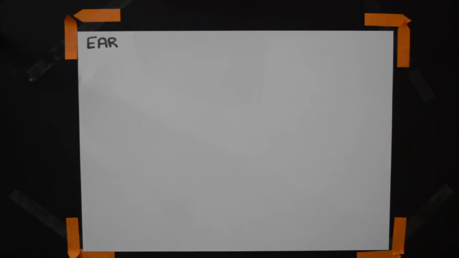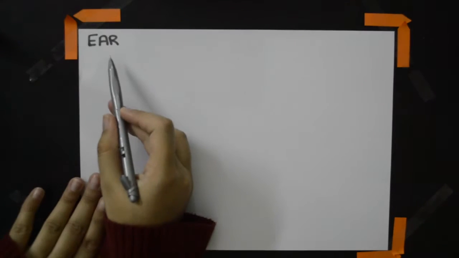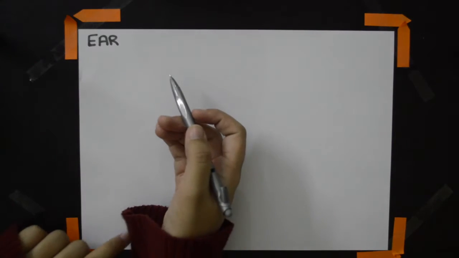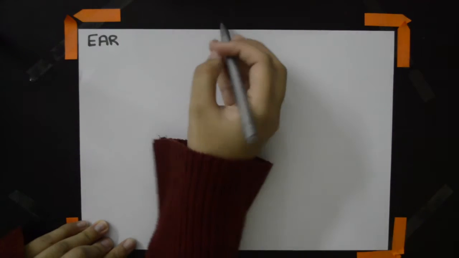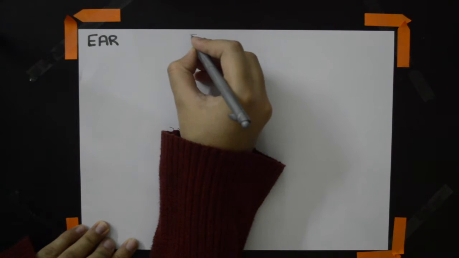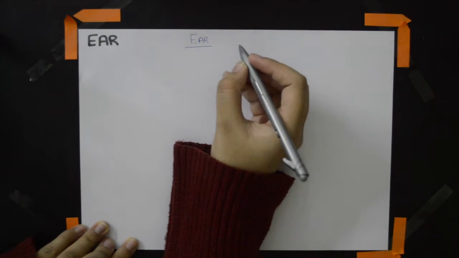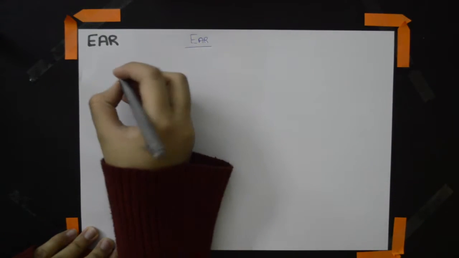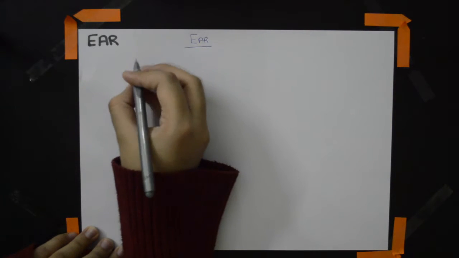So the topic that I'm going to start today is ear. We're going to do the anatomy of ear and we're going to start from here. This is the topic, ear. We're going to start with the parts of the ear. The first part is external ear.